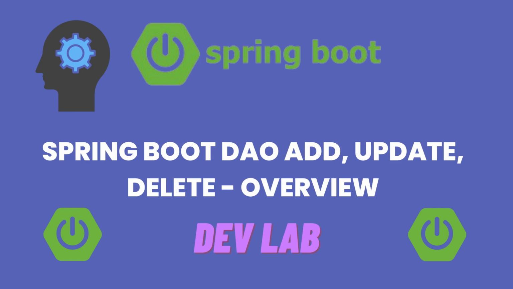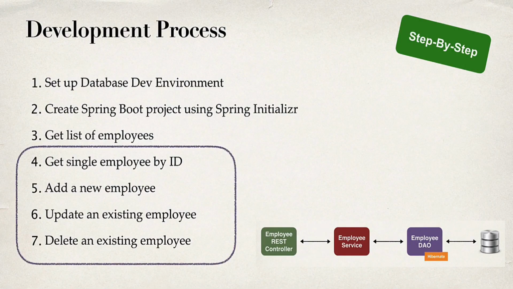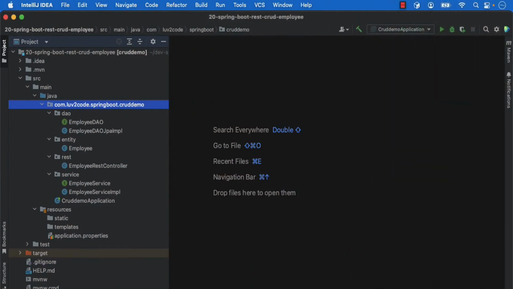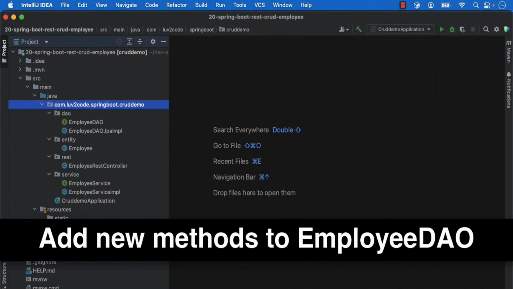In this video, we'll add some additional DAO methods to our project. So in our development process, we need to just wrap up the last set of operations here, or methods for our DAO, to get a single employee by ID, add a new employee, update, and perform a delete. We'll add these new methods to our employee DAO.